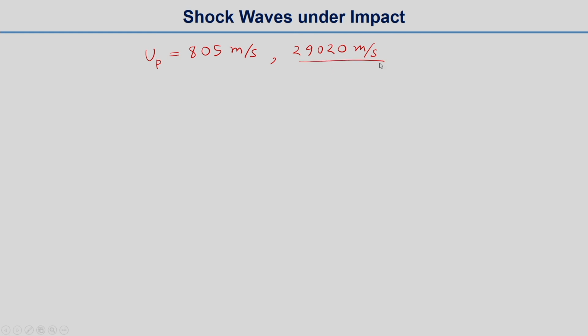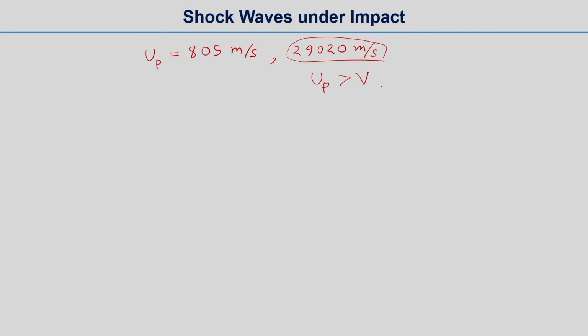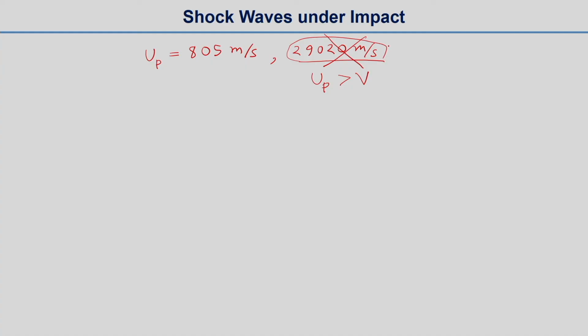But this is a very high value. We can see that this UP is 29 kilometer per second. It's quite high, and anyways both the roots are positive. We can take only the positive roots, not negative. And here we can see that there is a very high value, which is even higher than this. UP is higher than our impact velocity V. So our particle velocity cannot exceed the impact velocity, so that is why we will neglect this one, and we will only go with UP equal to 805.